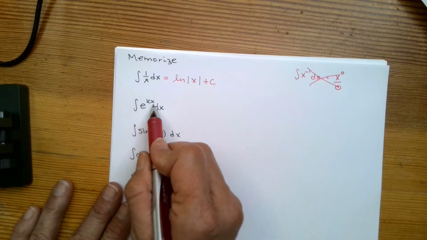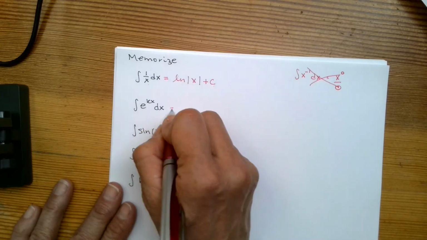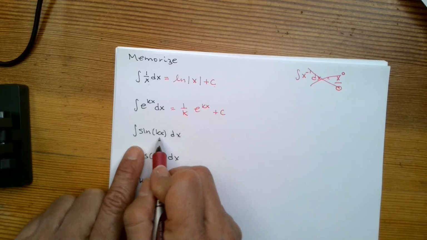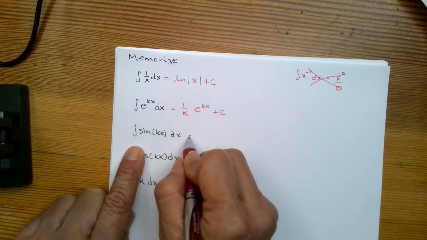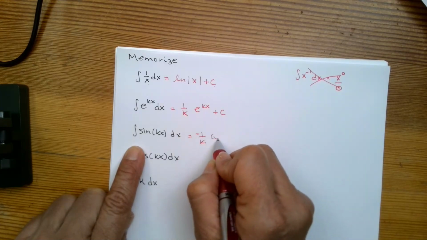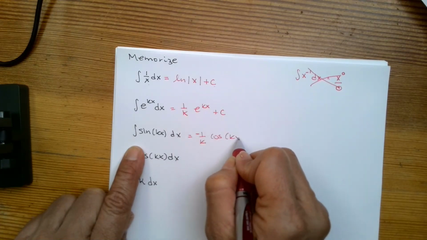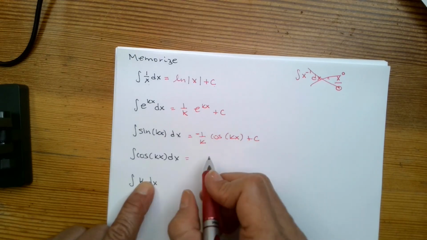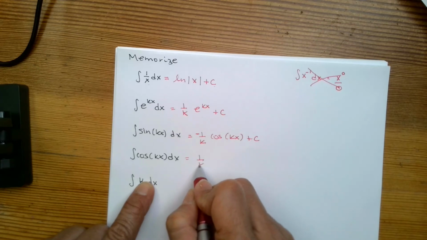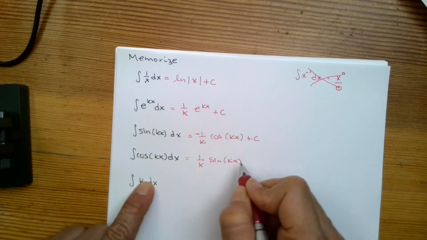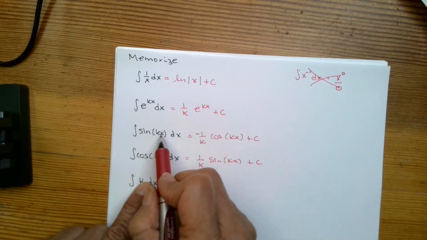Okay, integrating e to the kx dx equals 1 over k e to the kx plus c. If we integrate sine of kx dx, this equals 1 over k times negative cosine of kx plus c. If we integrate cosine of kx, now we have a coefficient. k is just a coefficient in there, so this is 1 over k sine kx plus c. Notice the argument stays the same.